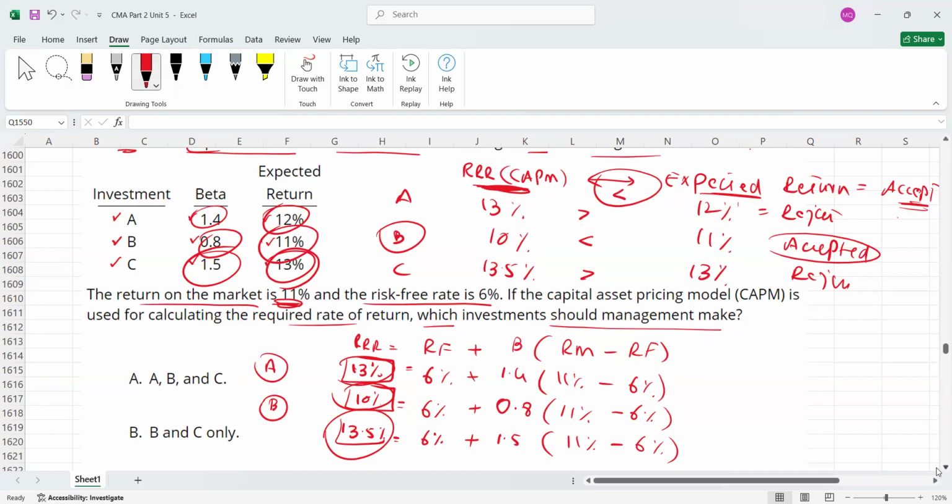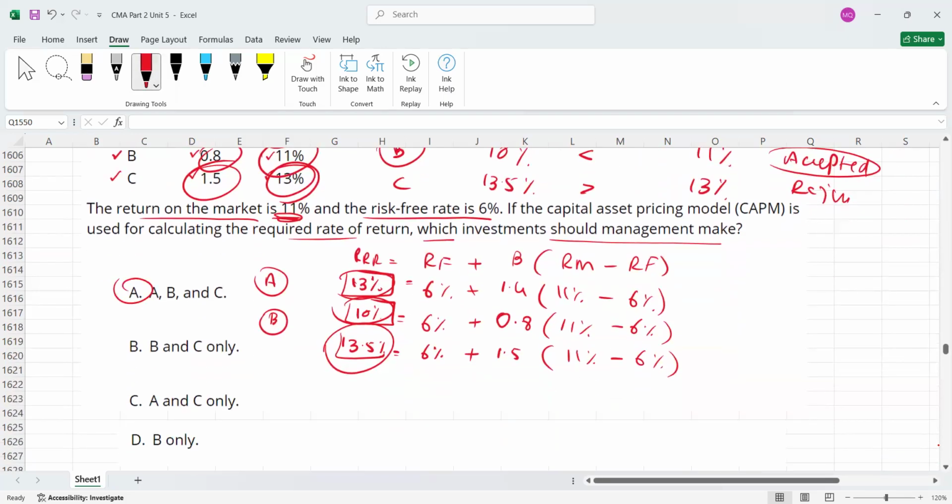So which option is correct? If you look here, we have options A, B, C, D. In D, we got only option B, right? So this is the correct option. Option D is the correct answer. I hope it is clear, right?